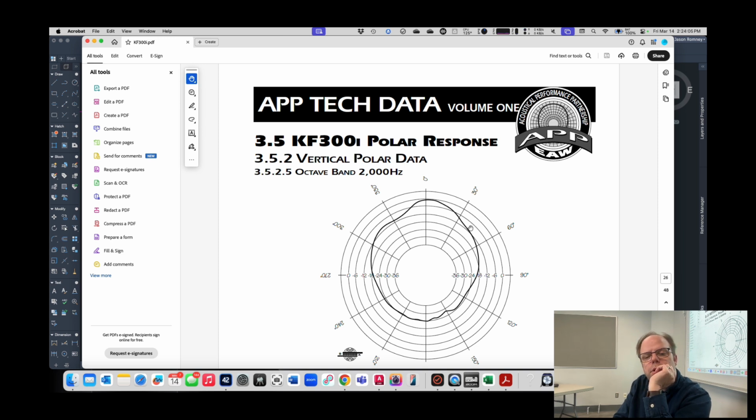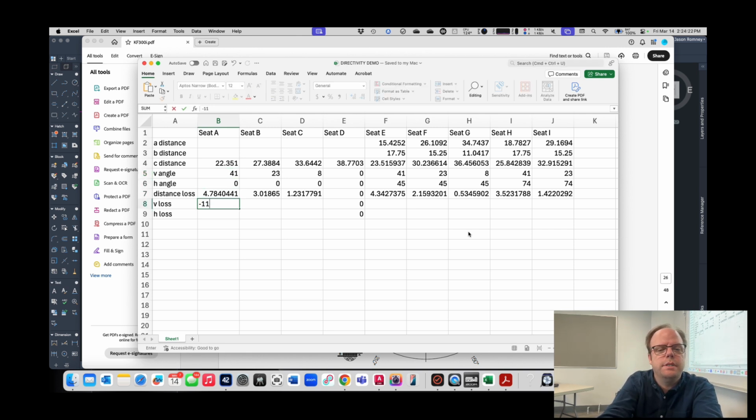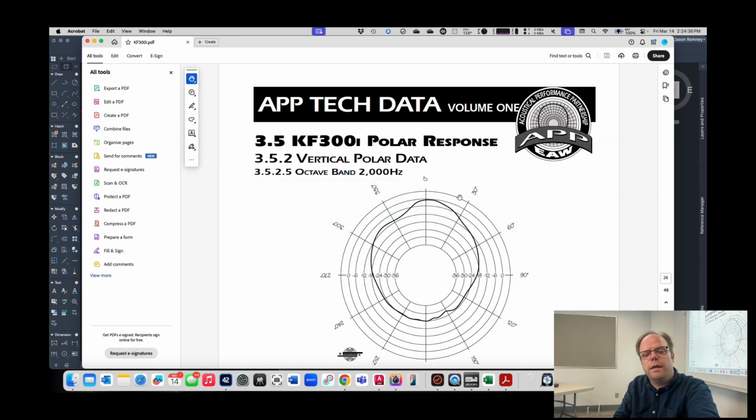So 40 looks like it intersects right about here with the minus 12, but not quite. So I'm going to say minus 11. Okay? So we have lost minus 11 dB vertically, but nothing horizontally at seat A because we haven't gone off axis horizontally. Okay, now seat B is 23 degrees, so let's find that.